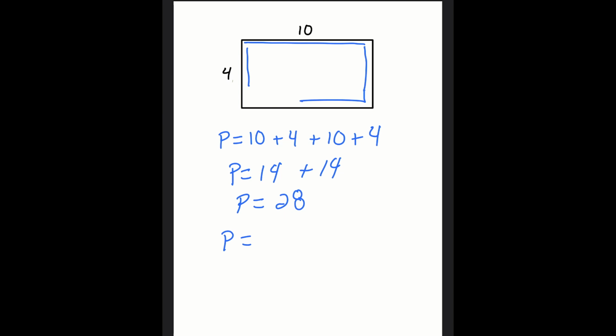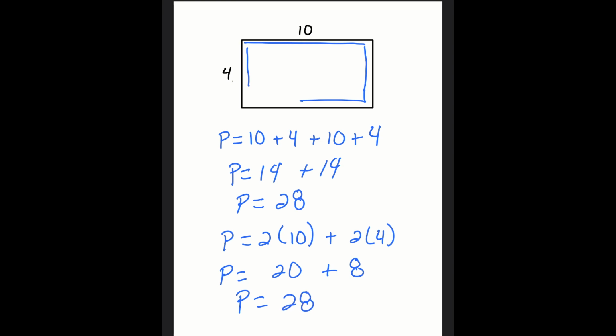Another way that we can do it would be using the other equation. We could say that we have two lengths, which would be 2 times 10, and we will add the 2 times 4 to that. Solving this equation gives us 20 plus 8, which means the perimeter is 28.